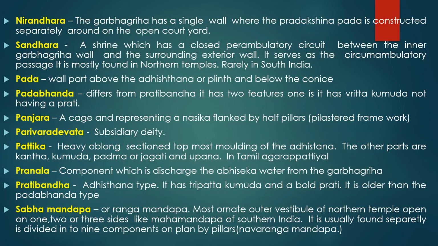It is divided into nine components on plan by pillars. Many pillars will be there, rows of pillars will be there. That is known as Navaranga Mandapa. So nine chambers within the Mandapa, nine angas will be there. That is known as Navaranga Mandapa.